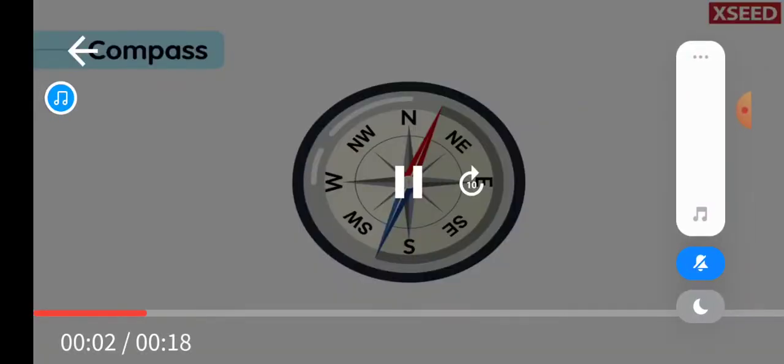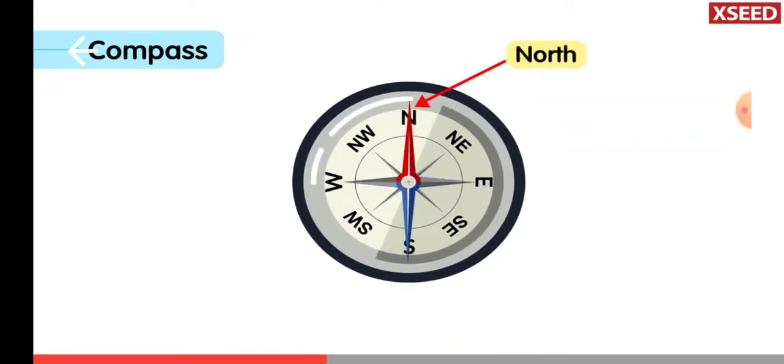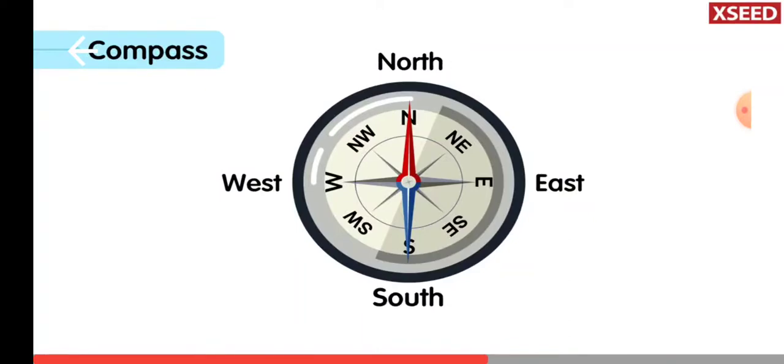Compass to find directions. First we find north using the compass. Right opposite north is south. East and west lie on either side.